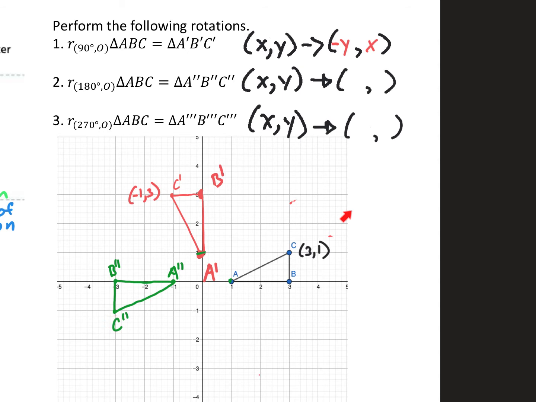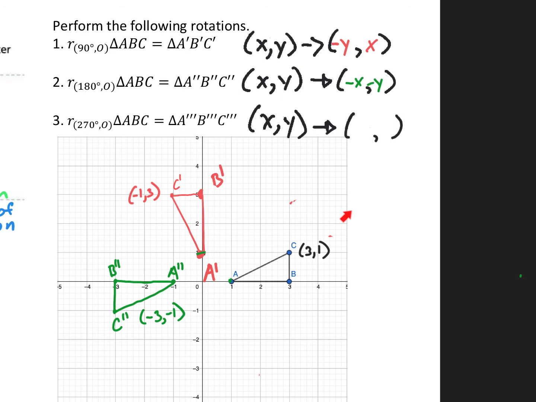Well, this was (3, 1), and now it's (-3, -1). So how would you write that? Go ahead and fill that in here. We still have a 3 for the X, and we still have a 1 for the Y, but now we have the opposite signs. So we would write that like this.